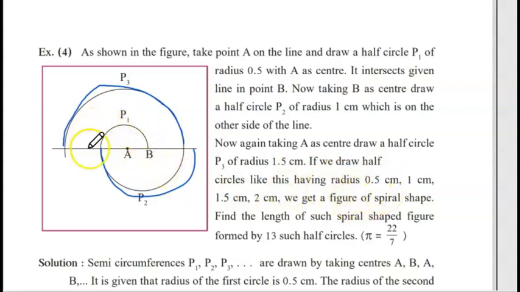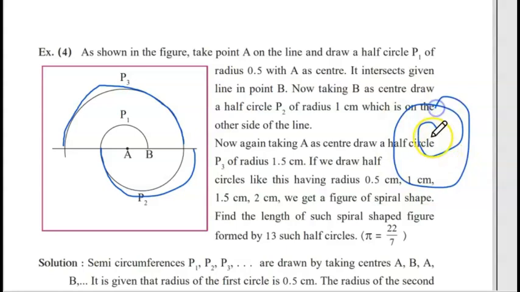पहिला radius P1 चा किती होता? The 0.5 centimeter. P2 चा किती? The 1 centimeter. P3 चा किती? 1.5 centimeter. And in this way, next radius will be 2 centimeter. We get a figure of spiral shape. Okay, spiral shape आपल्याला त्या ठिकाणी मिळेल. Okay, म्हणजेच या प्रकारे आपल्याला ती फिगर अशी मिळत जाणार आहे.